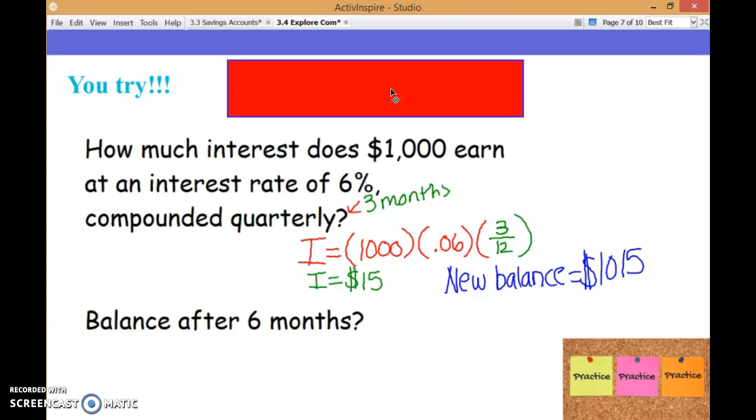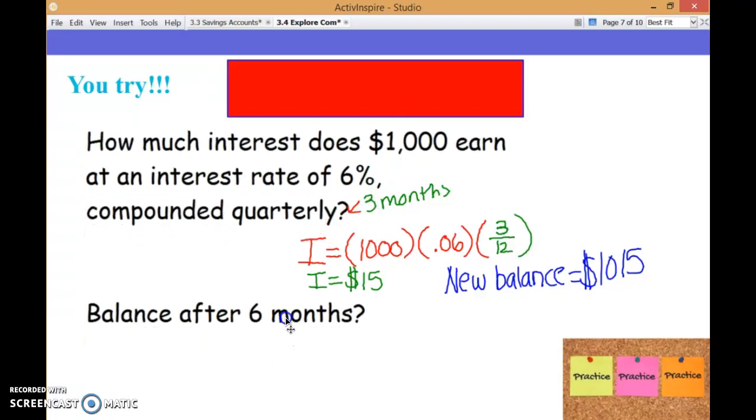Now they want us to try to find the balance after 6 months. So the first one was after we compounded quarterly, so after 3 months. Now I want to do it for an additional 3 months. So again, it's the exact same formula, except my principal is now different. My principal is now this 1,015 because it adjusted after that first quarter, after that first 3 months.